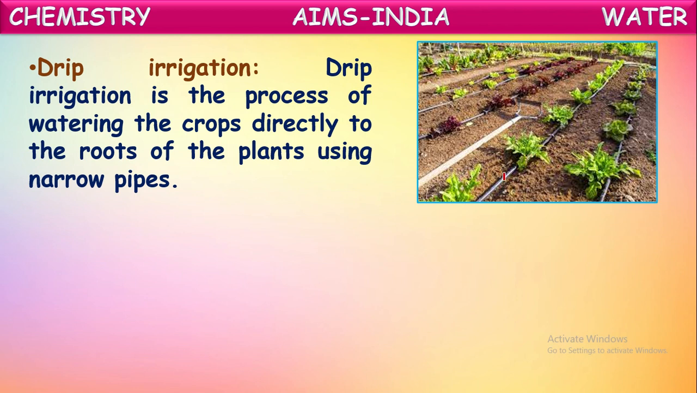So to this pipe water will be pumped and hence at the plants directly a few drops of water will be dropped continuously. Drop by drop water will be dropped there. So a very small amount of water will be utilized like this instead of flowing the water continuously like canals. Then what happens? Less water is used, more water is going to be preserved or saved. This method is called drip irrigation. So drip irrigation is the process of watering the crops directly at the roots of the plants using narrow pipes. So this saves a lot of water.